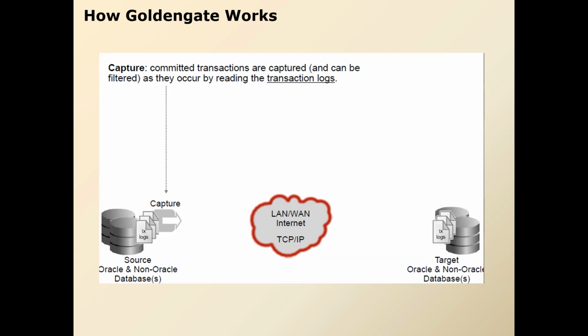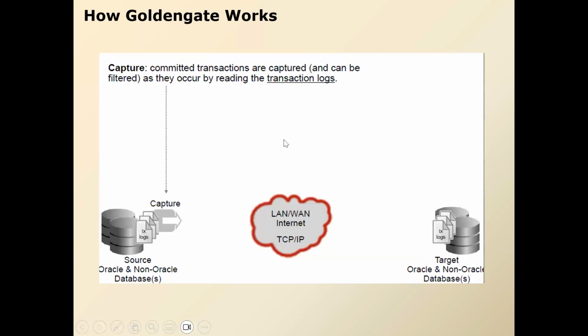Now, once the changes are written, there is the Goldengate capture process. The Goldengate capture process is also called the extract process. The Goldengate capture process reads the transaction logs and captures the committed transactions. As I mentioned, the logs contain both committed as well as uncommitted transactions, but the Goldengate extract process captures only the committed transactions.